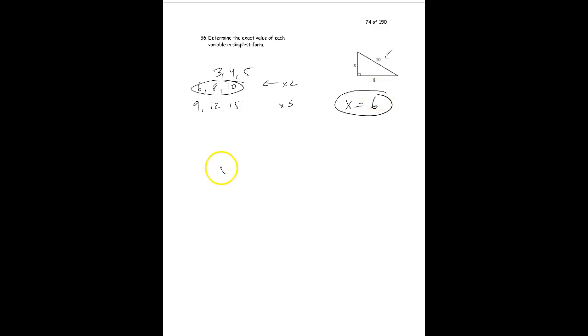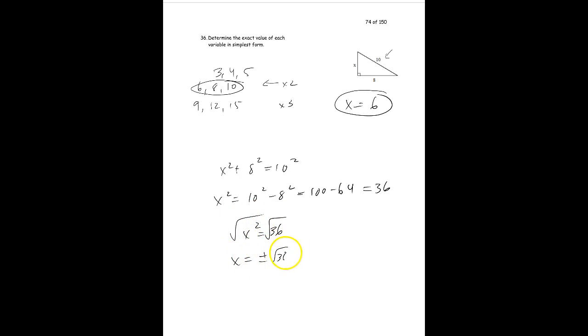But if not, this is just like the last problem. X squared plus 8 squared equals 10 squared. X squared equals 10 squared minus 8 squared equals 100 minus 64, which is 36. X squared equals 36. Take the square root of both sides. X equals plus or minus root 36, which is a perfect square, which is plus or minus 6.